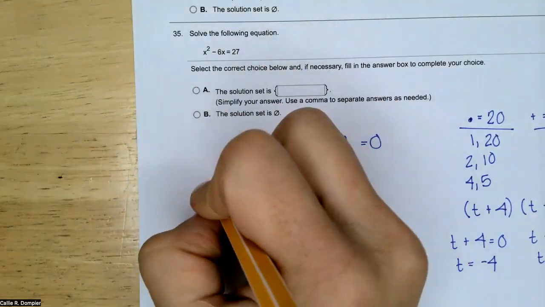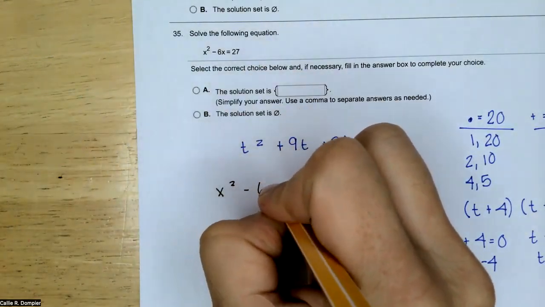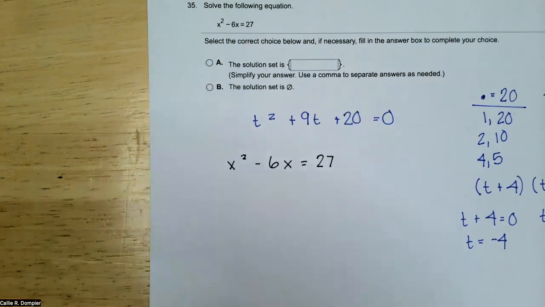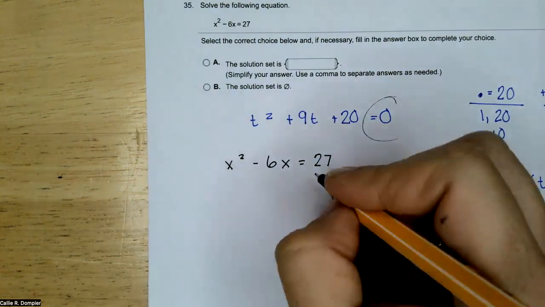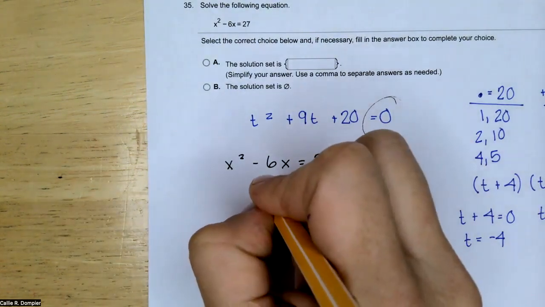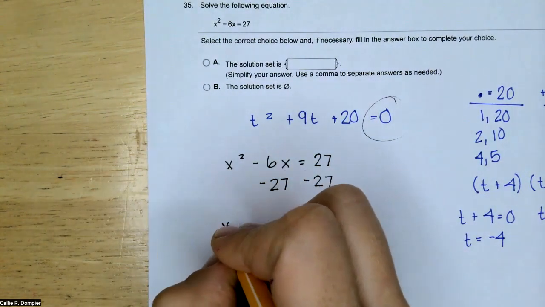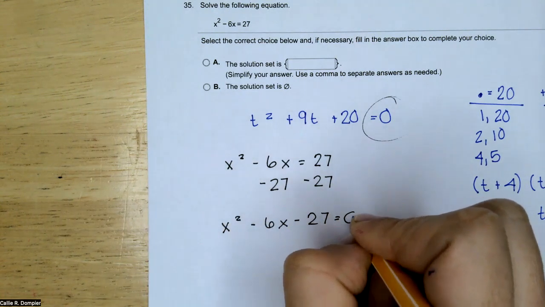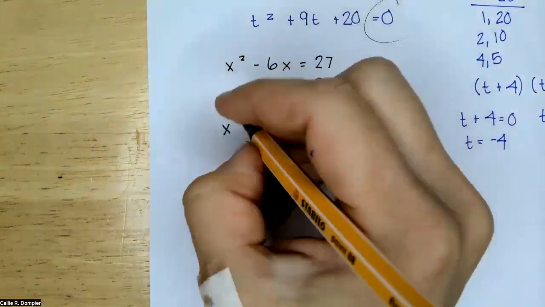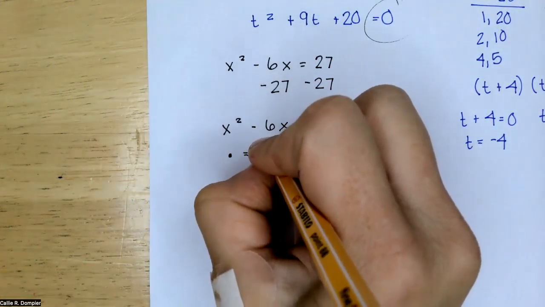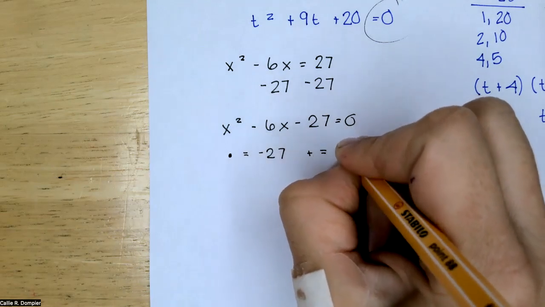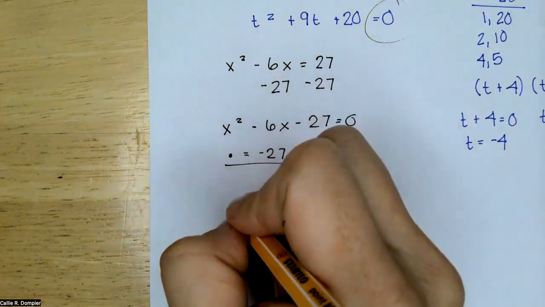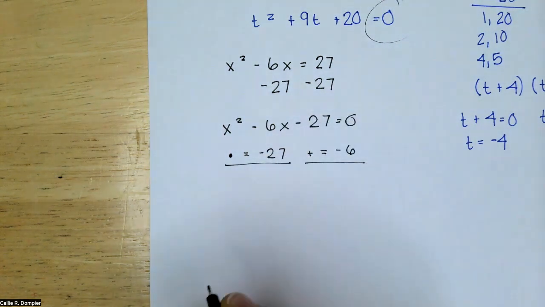Last one. X squared minus 6x equals 27. Step 1, set it equal to 0, so subtract 27. I get x squared minus 6x minus 27 is 0. Good. Multiply to equal negative 27, add to equal negative 6. What are the factors of 27? I'm not good at this. We want the bigger number to be negative.